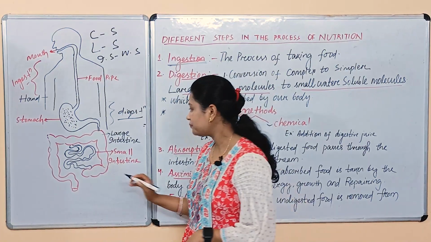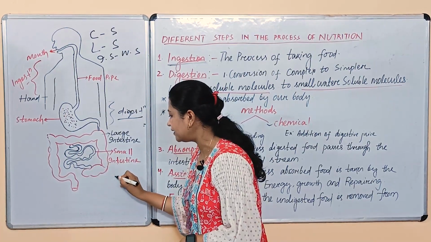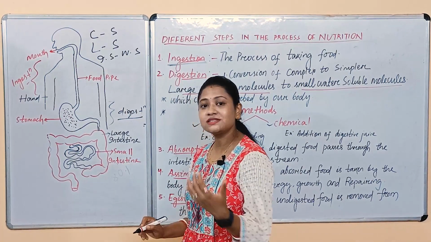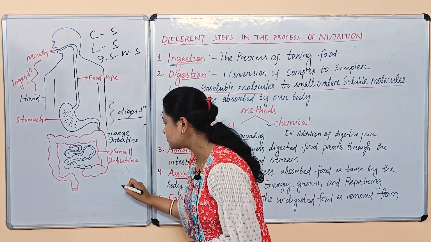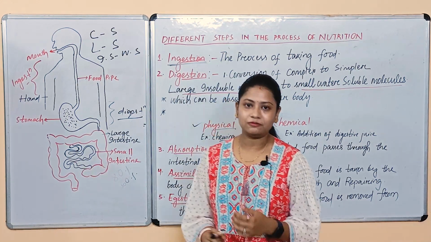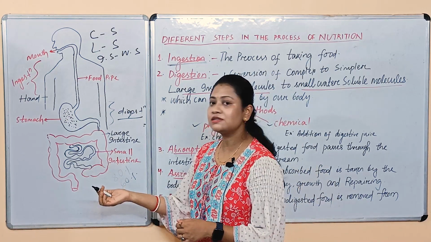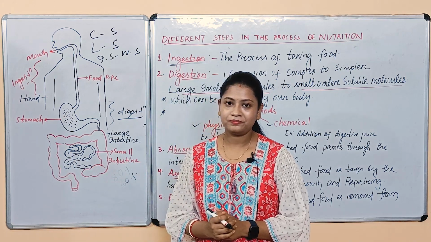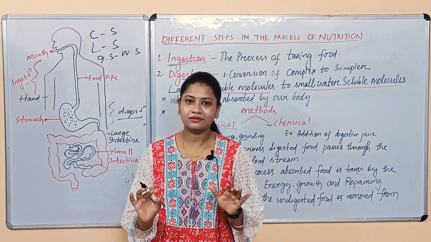For example, suppose in the semi-digested food 80% water is there. The wall of the small intestine is able to absorb 60% water from that food. Now the rest is 20%. That 20% water is absorbed by the wall of the large intestine. In this way, the absorption process is completed, right?